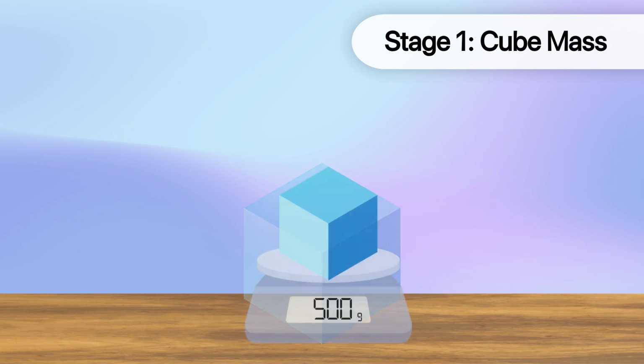Begin by measuring the cube on a mass balance, ensuring that the balance is set to grams for consistency and that you record the exact mass accurately. Our readings show the cube weighs 500 grams. Record this in your lab book.